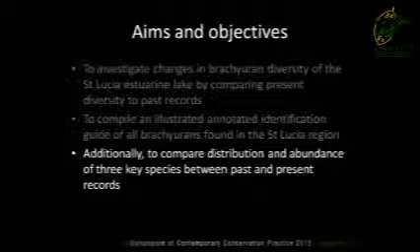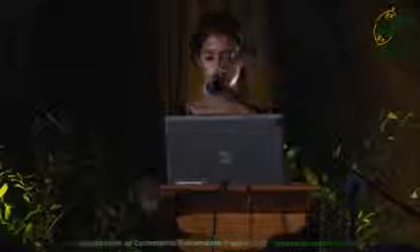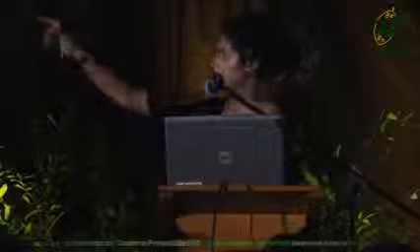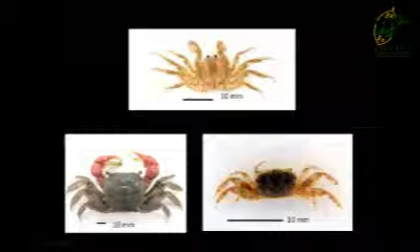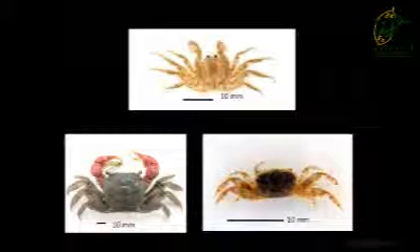And then additionally, we just decided to compare the distribution and abundance of 3 key species between past and present records. And for these 3 species, we chose Hymenosoma cf. orbiculare at the top. And we chose this species because it's the only species to once have been recorded throughout the entire system. Then you have Neosarmatium africanum, known to most of you as Neosarmatium meinerti. The name's been changed. And then, of course, Paratylodiplax blephariskios, which is the endemic.